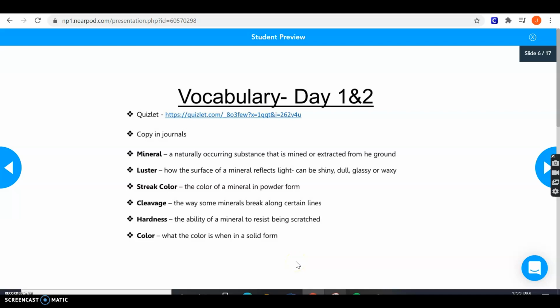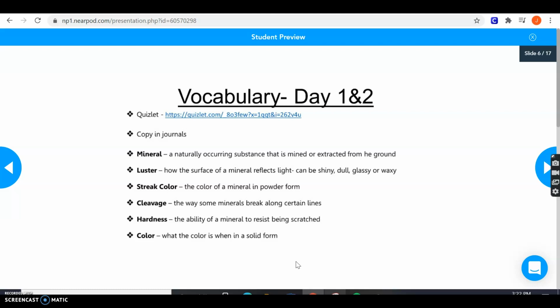Our first word is mineral. It's a naturally occurring substance that is mined or extracted from the ground. Our second word is luster. How the surface of a mineral reflects light, can be shiny, dull, glassy, or waxy. Streak color, the color of a mineral in powder form.